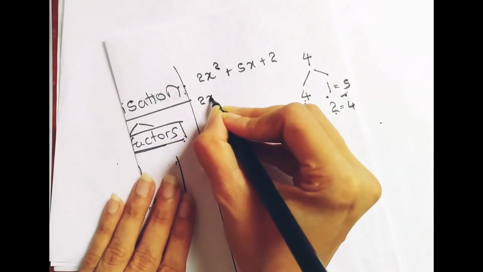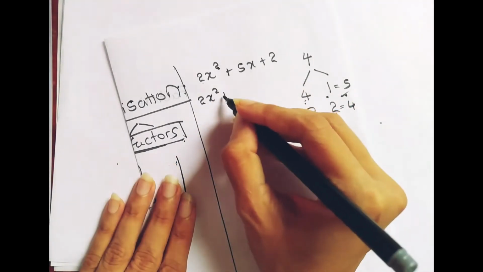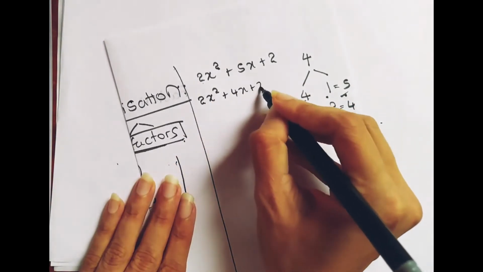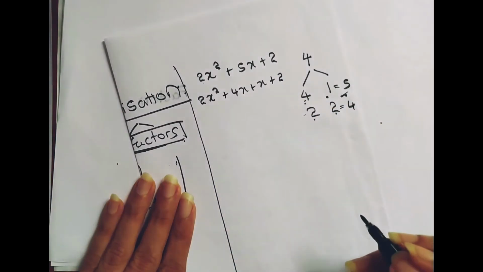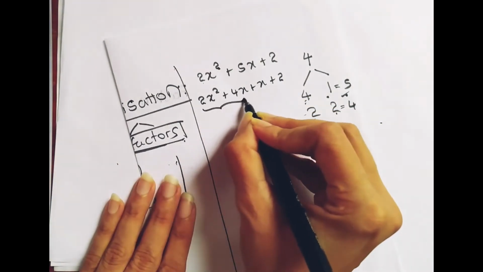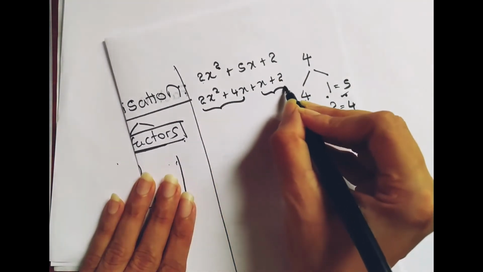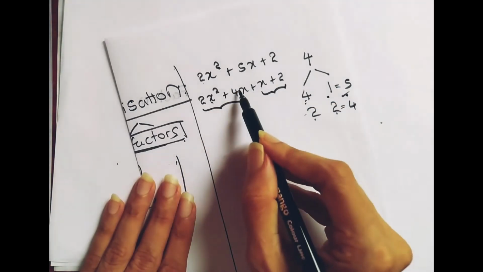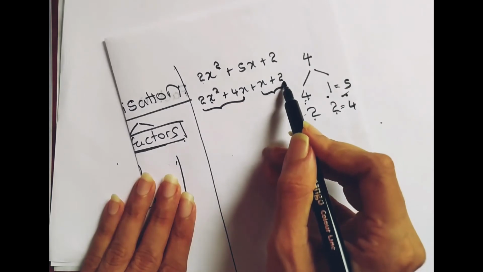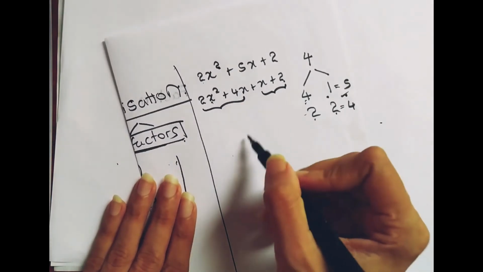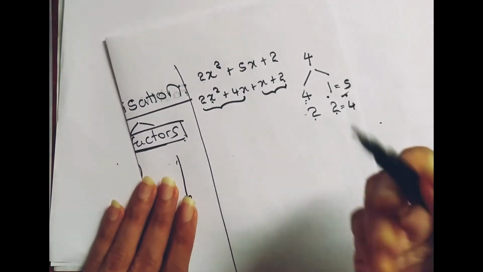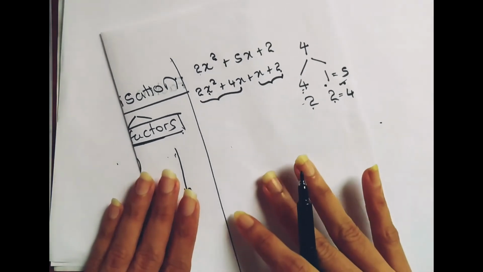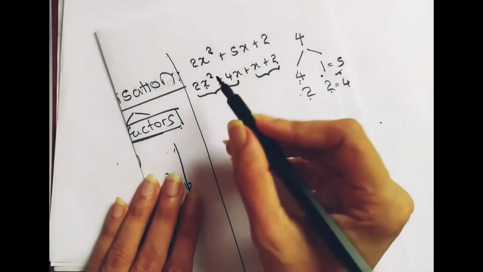Then I'm going to write 2x squared plus 4x plus x plus 2. And I'm going to take these two as one term and these two as one term. It doesn't matter even if you take 2x squared and x as one term and 4x and 2 as one term, you should still get the same answer. We'll try both ways, and then you can understand you will get the same answer.